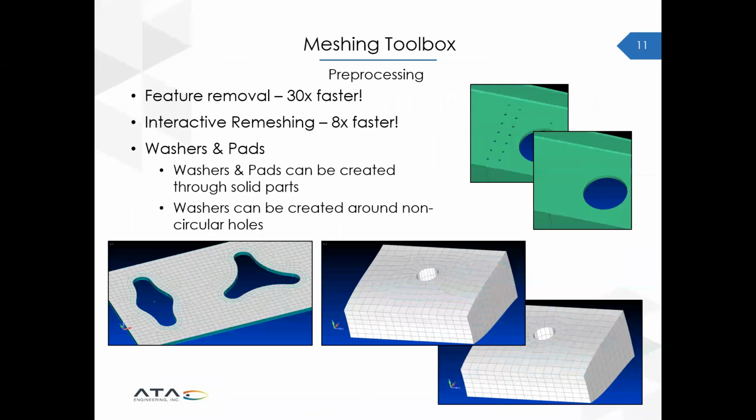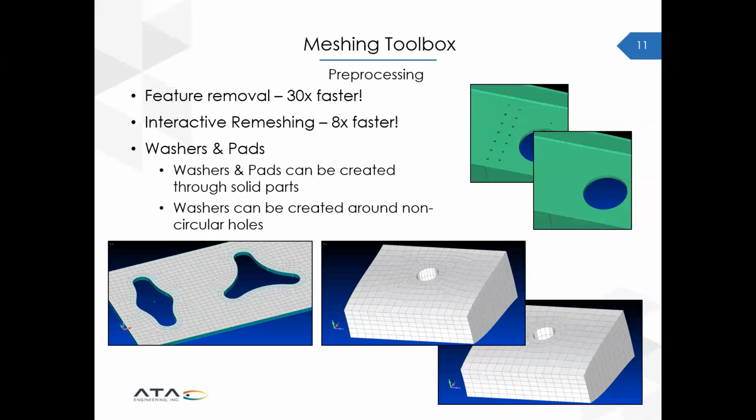So the meshing toolbox got some attention as well. And these first 2 items are going to be speed improvements. So first, we have feature removal is now 30 times faster, which is really cool. So if we're removing holes, maybe we have a lot of holes in our model and we're trying to eliminate hundreds of holes at once or something like that. This will do it very quickly, which is pretty exciting.